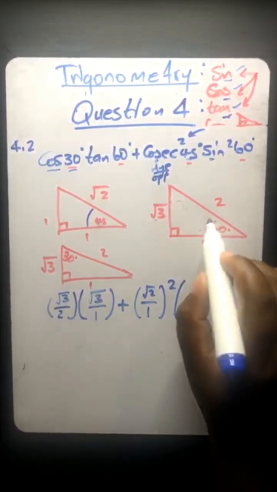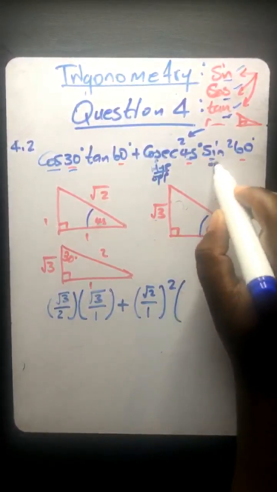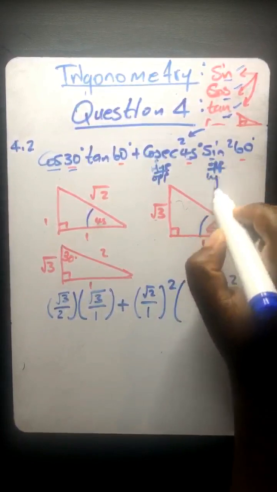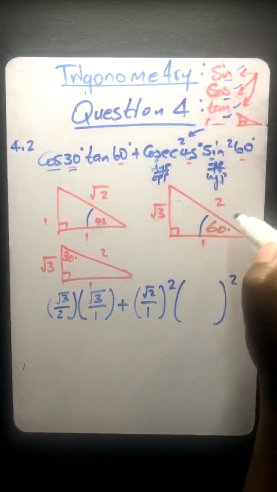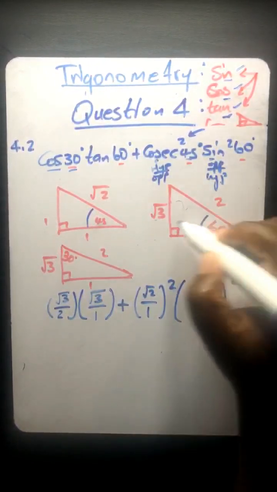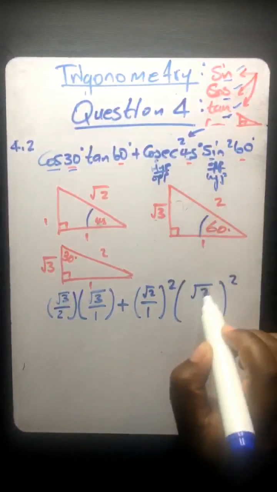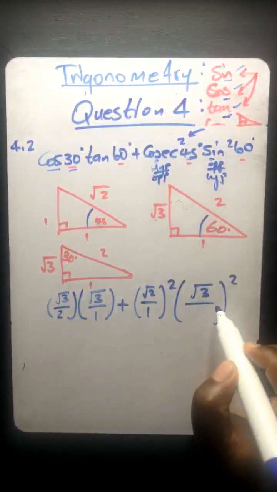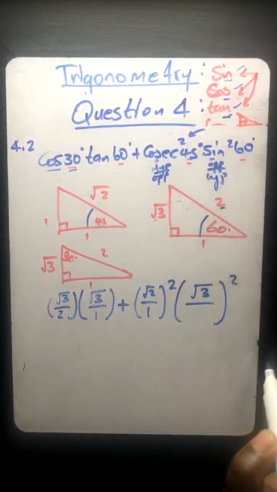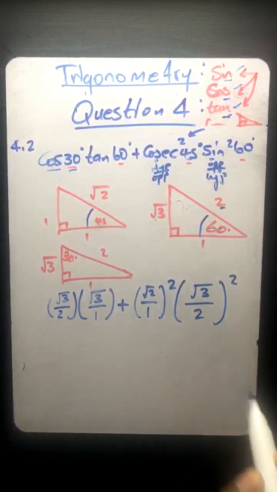That means you focus on that one. Sine is opposite over hypotenuse. So what is the opposite of that angle? It is square root of 3. What is the hypotenuse? Hypotenuse is 2.